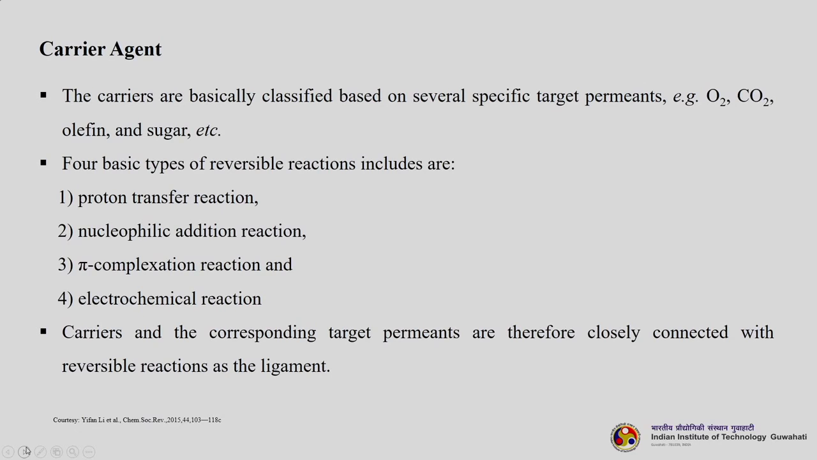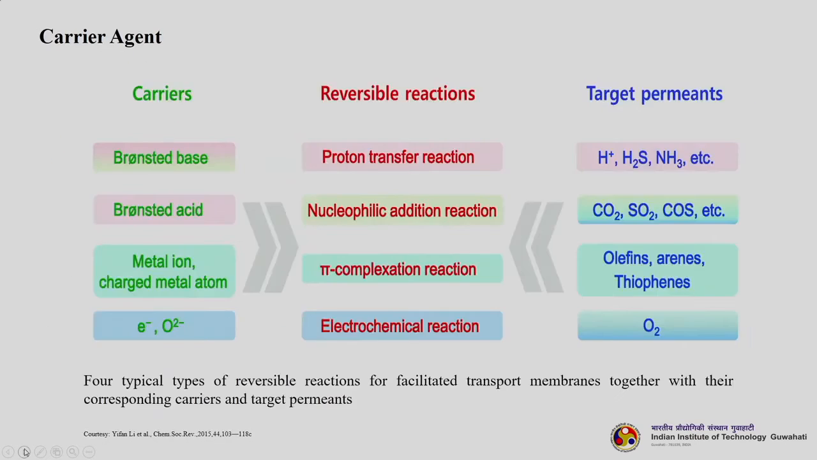Four basic types of reversible reactions happen. Those are proton transport reaction, nucleophilic addition reaction, pi complexation reaction, and electrochemical reaction. Carriers and the corresponding target permeates are therefore closely connected with reversible reactions and the ligand. These are four typical types of reversible reactions listed here for facilitated transport membranes, together with their corresponding carriers and target permeates.